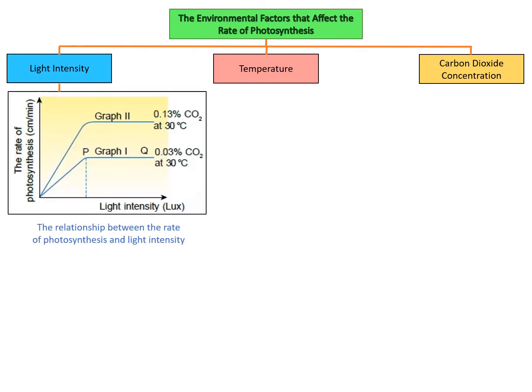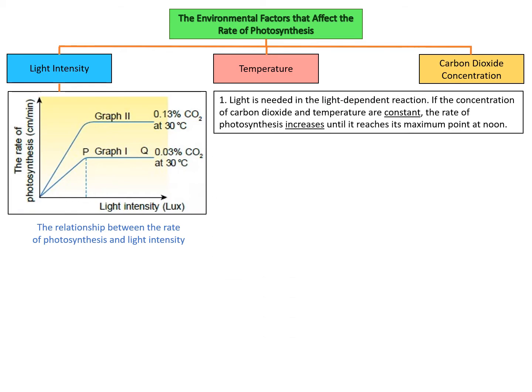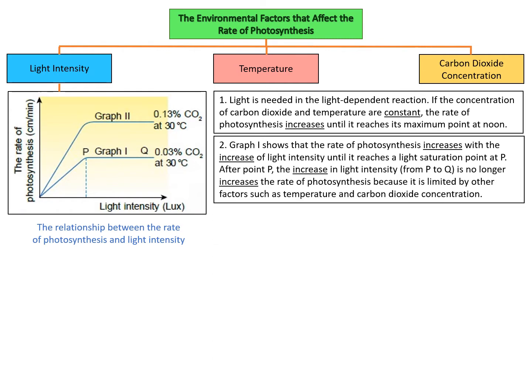Light intensity. Here are the graphs showing the relationship between the rate of photosynthesis and light intensity. Light is needed in the light-dependent reactions. If the concentration of carbon dioxide and temperature are constant, the rate of photosynthesis increases until it reaches its maximum point at noon.